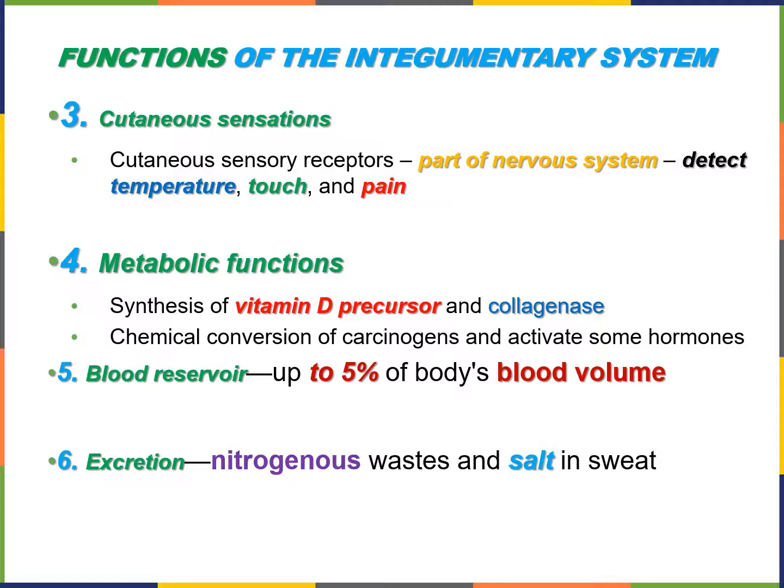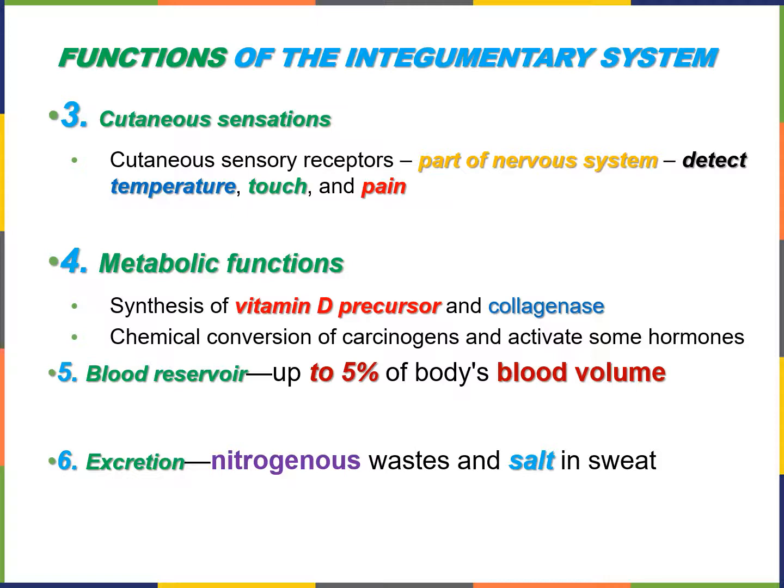Cutaneous sensation. So here we've got those skin sensory receptors, part of the nervous system. They're going to detect temperature, pain, and touch. Skin gives us a metabolic function with the synthesis of vitamin D precursor and collagenase. We have the chemical conversion of potential carcinogens, and it's needed to activate some hormones.